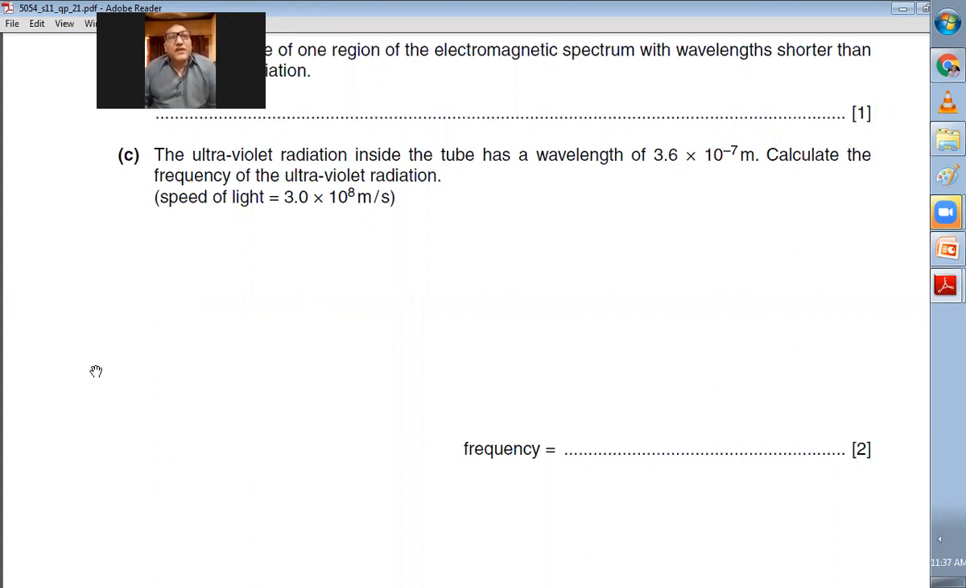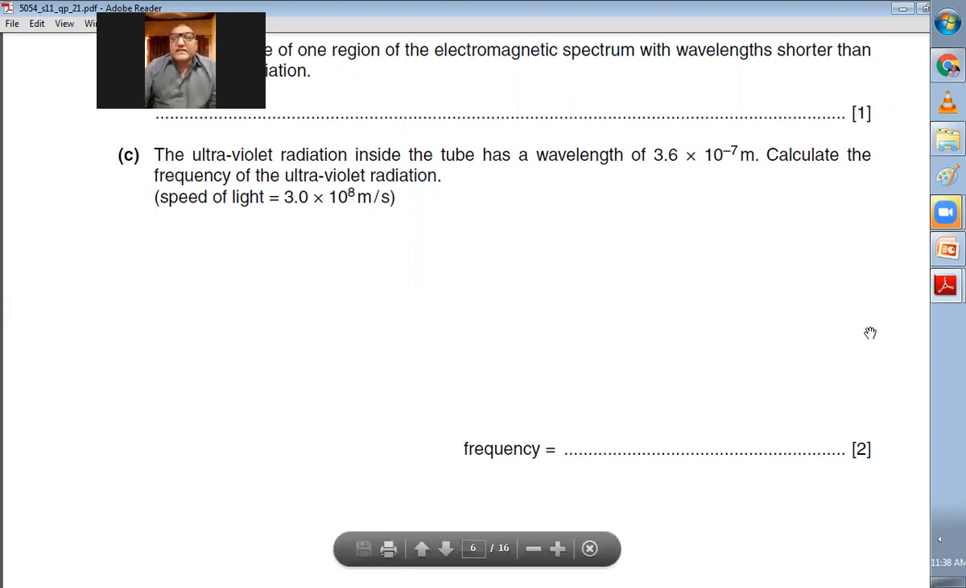You remember the famous formula, the wave equation, V equals F lambda. If you make F the subject of the formula, F equals V by lambda. So F will be equal to the velocity of the light, 3 × 10^8 meter per second, divided by the wavelength, 3.6 × 10^-7 meter. You just put the values in the calculator, 3 × 10^8 divided by 3.6 × 10^-7, and your answer will come out to be 8.3 × 10^14 hertz.